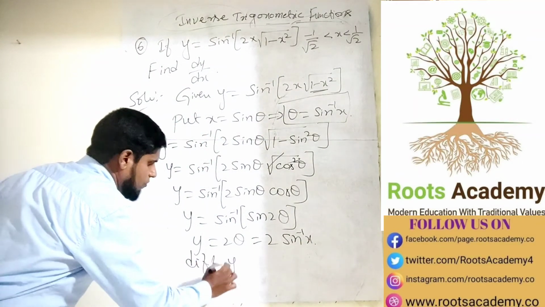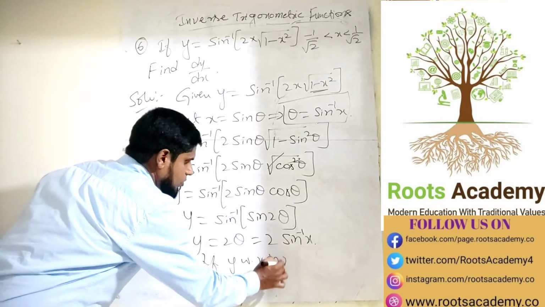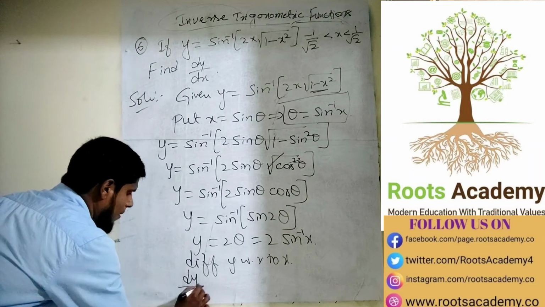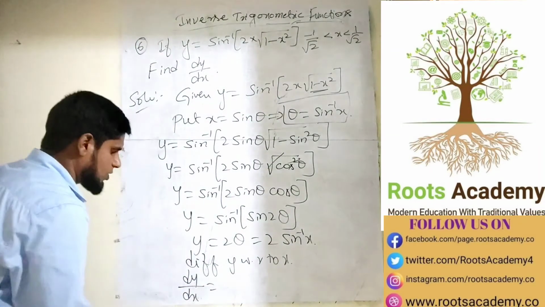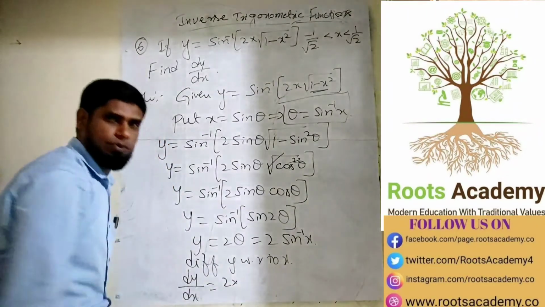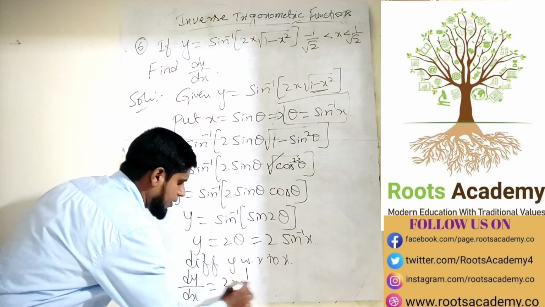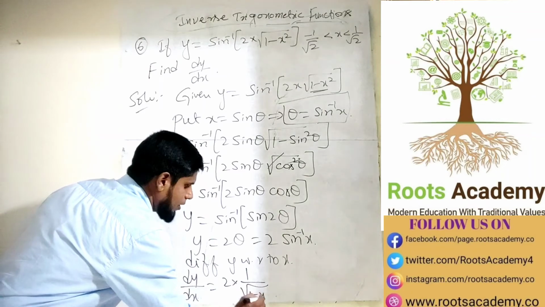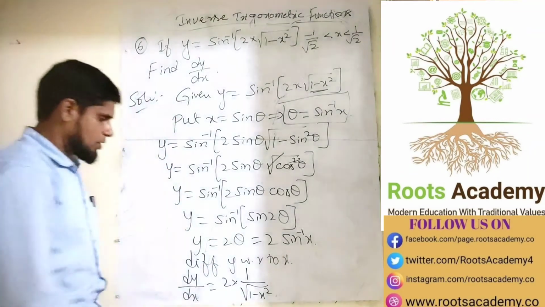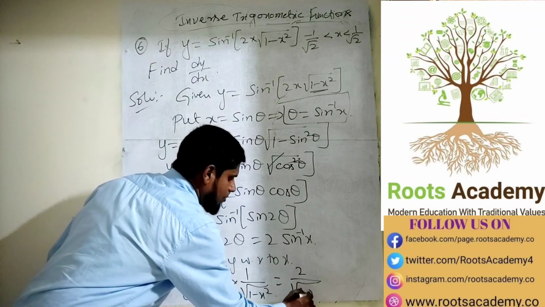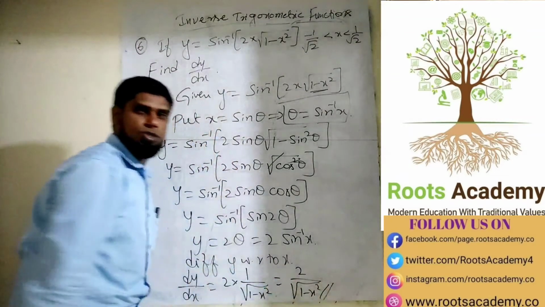Differentiate y with respect to x. So we will get dy by dx is equal to 2 into the derivative of sine inverse x, which is 1 divided by root of 1 minus x square. Final answer is 2 divided by root of 1 minus x square.